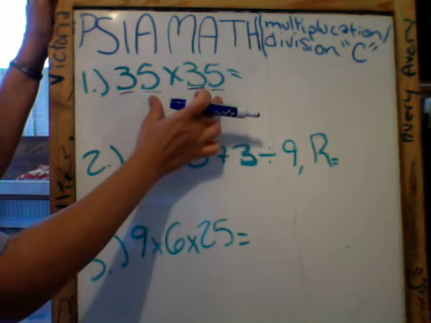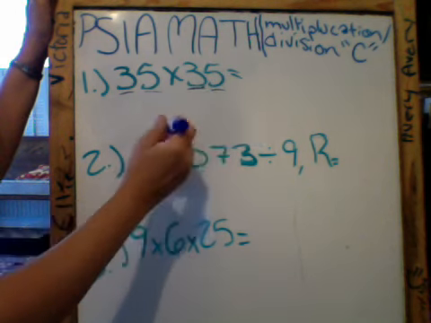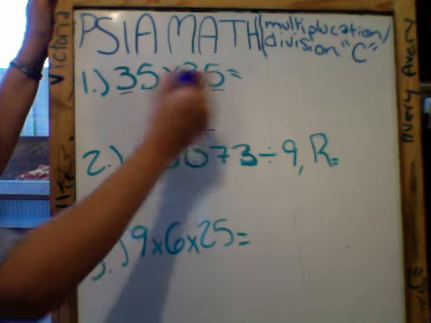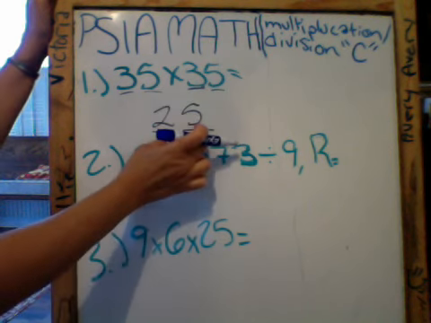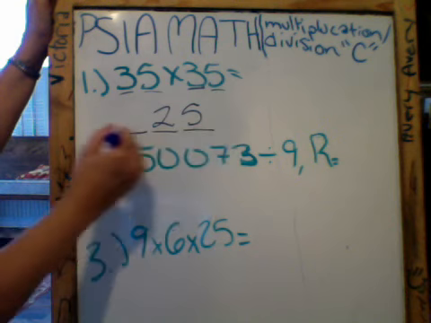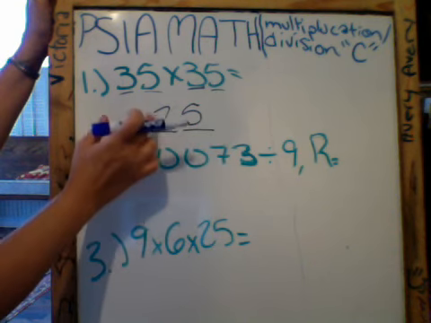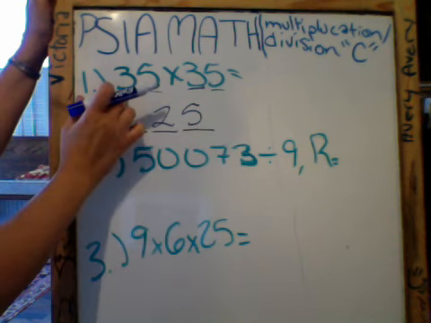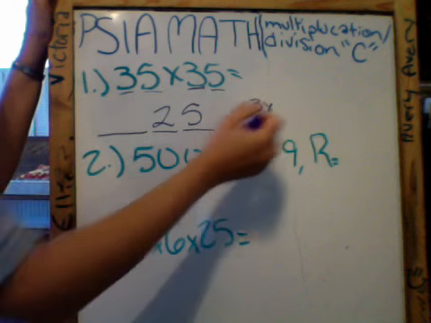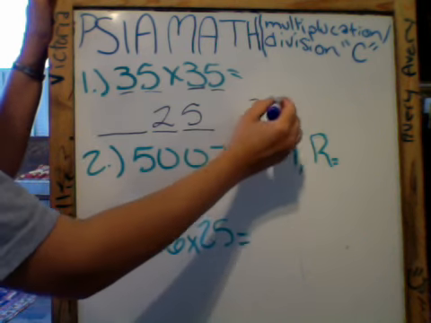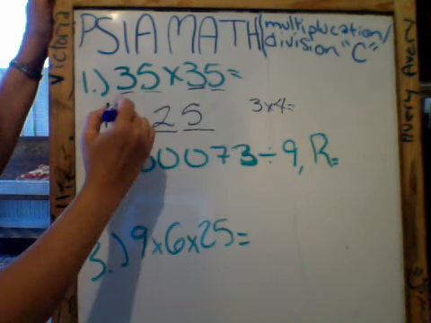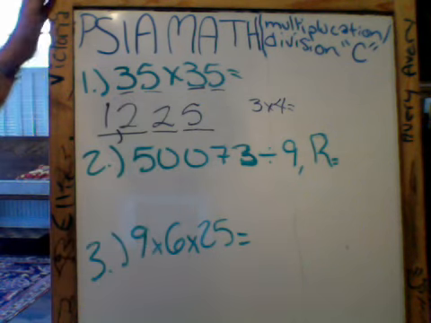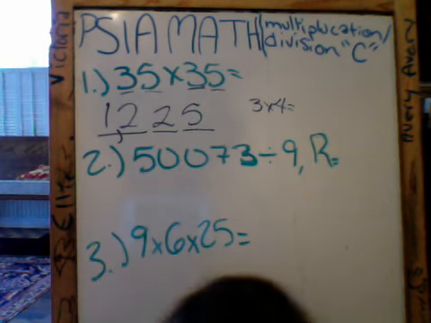Take your ones digits and multiply them. And that multiplication comes up 5 times 5 is 25. Now for the rest of your answer, you take the tens digit and multiply it times one more than itself. In this case, it's 3 times 4, which is 12. And there's your answer.